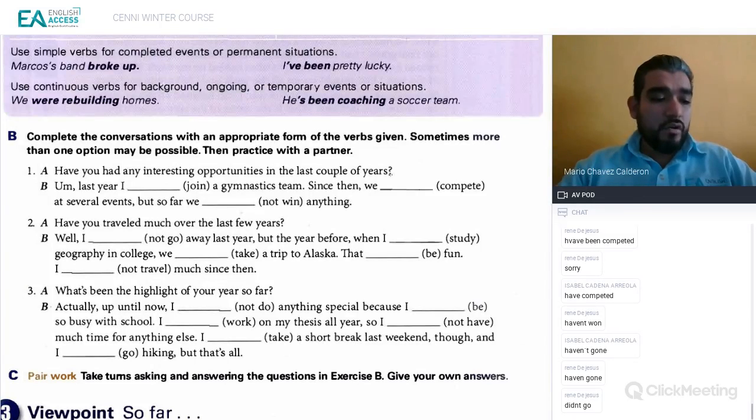Yes, the correct answer is didn't go because it says last year, and last year is over. So we might say I didn't go away last year because it's completed. Okay?